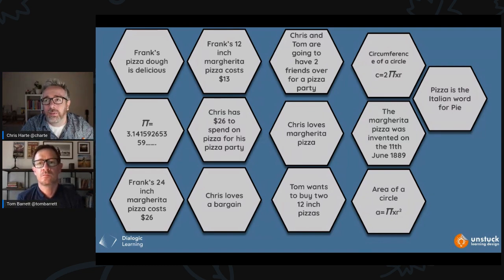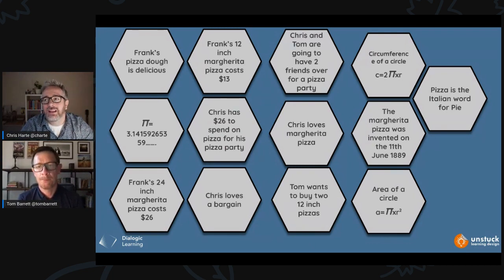So up here there is a question, and it's around Chris and Tom. That's you and me, my friend. We're having a pizza party. And I've got a bunch of information on the screen here. What we're asking students to do is to look at this information and answer a simple question: should Chris and Tom buy one 24-inch pizza, or should they buy two 12-inch pizzas? And that's it. So it's a very open-ended question, and there are lots of possible answers.